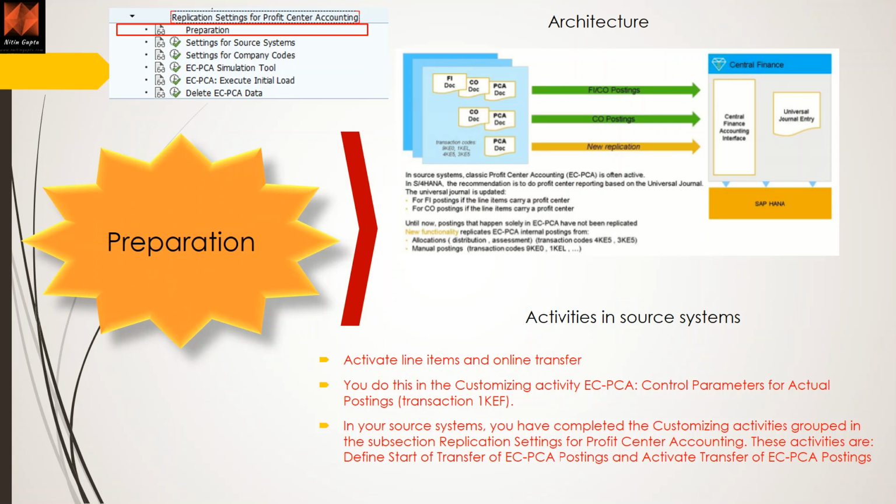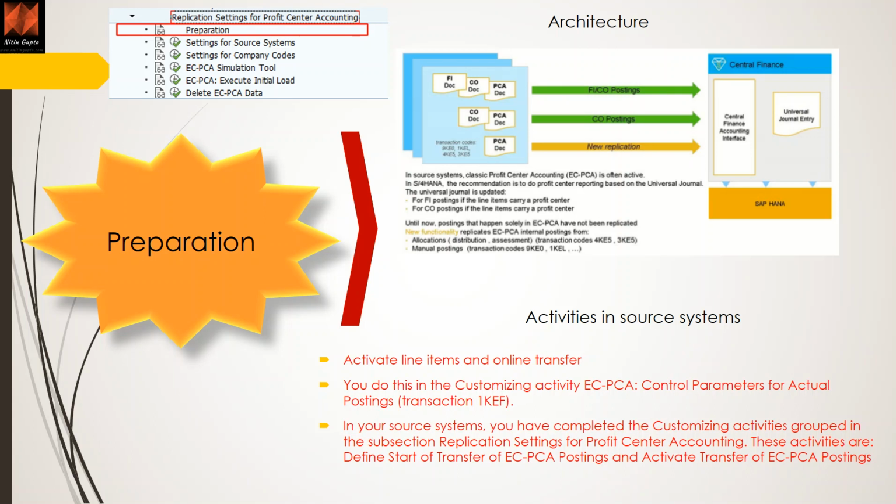So the first point is preparation, but before we go to preparation, I'll just show you the architecture of how profit center accounting documents are replicated. In the source system, we generally have classic profit center accounting, ECPCA, and in S4HANA it is based on Universal Journal. So until now, posting happened only in ECPCA, and the new functionality replicates ECPCA internal postings from allocations, assessment, distribution, and manual postings. So all those are replicated.